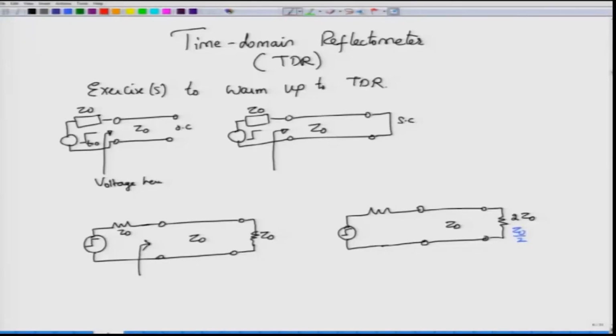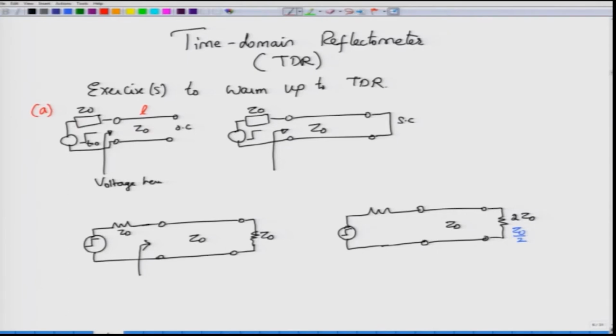Now, as a warm up exercise to TDR, let us look at a few cases which I have drawn already here. I have a case A where I consider a step voltage which is launched at t equal to 0 into the transmission line circuit of some length. We do not need to worry about the length of the transmission line here, but to know that the characteristic impedance of the transmission line is Z0, which is real, we will assume that, and the source also has an impedance of Z0.